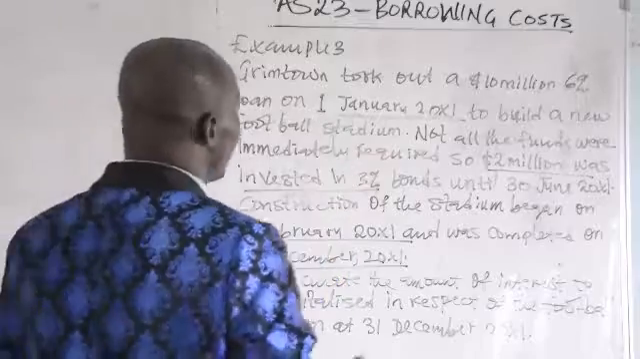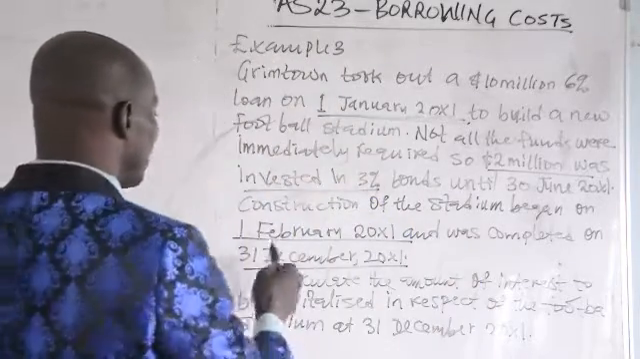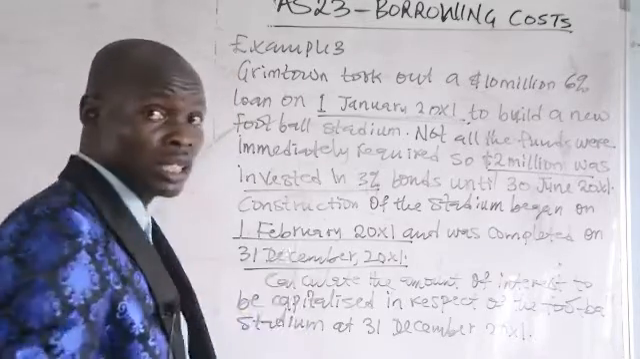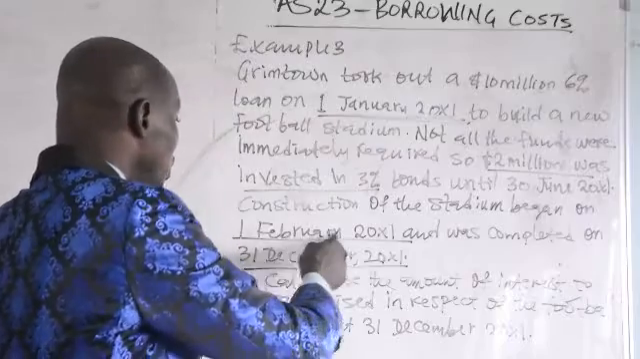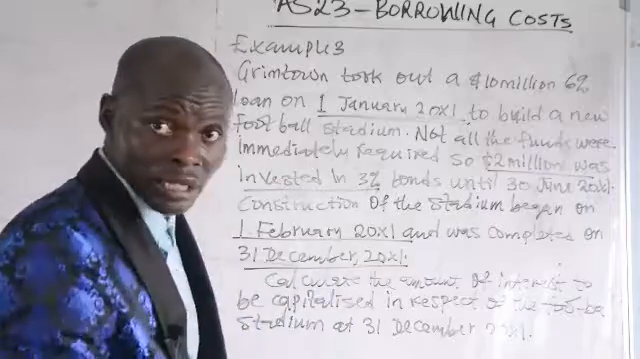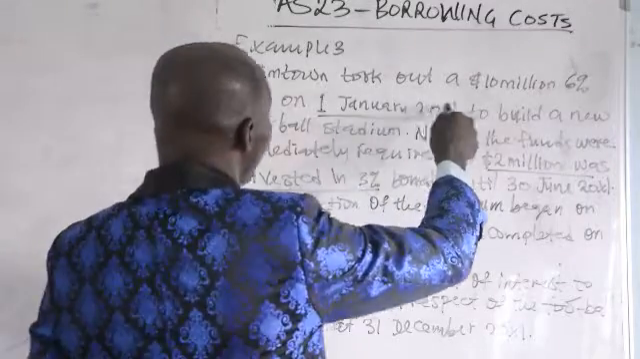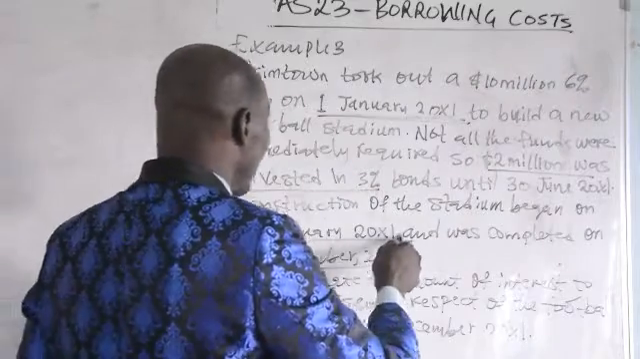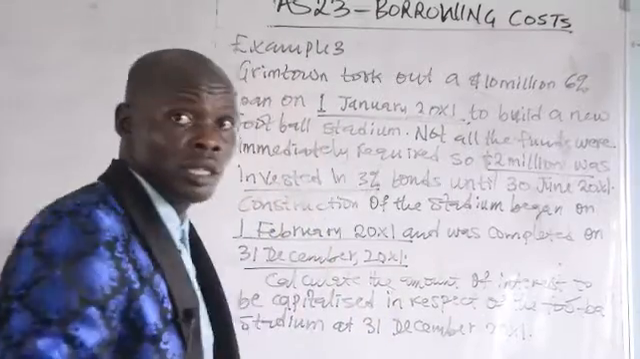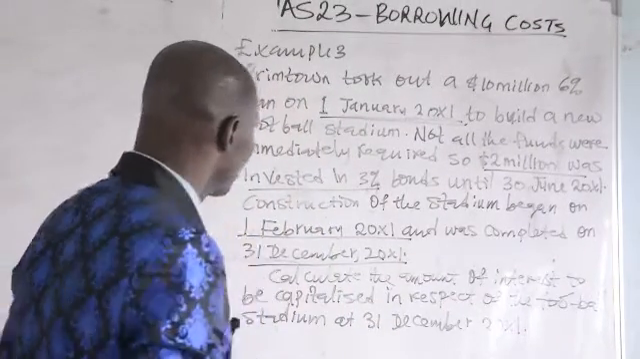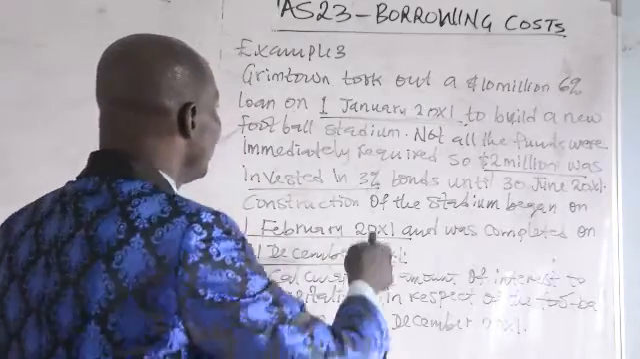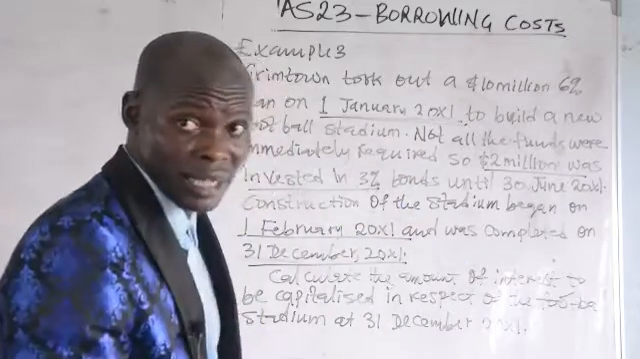The loan was obtained as at 1st of January 2021, but the construction actually commenced as of February. So it is the date the construction commenced that the capitalization will start. If the construction starts as of February and the loan is obtained as at March, that means the capitalization will start from March. But since the loan was obtained as of January and the construction began as of February, it is this date that the capitalization of the borrowing cost will start. So the capitalization will start from February. That means the borrowing cost incurred for January will be expensed.